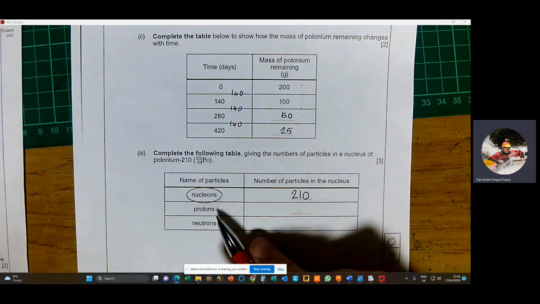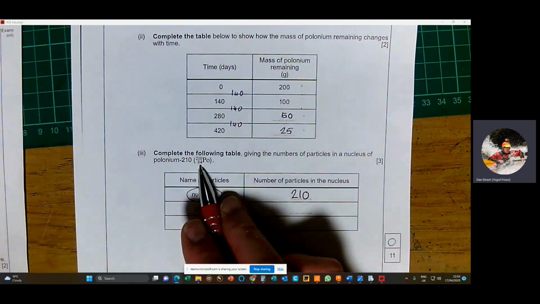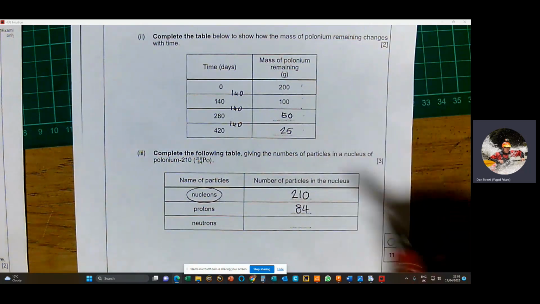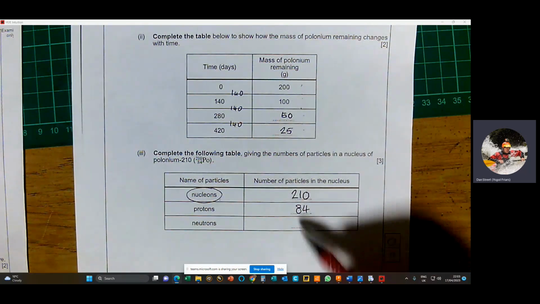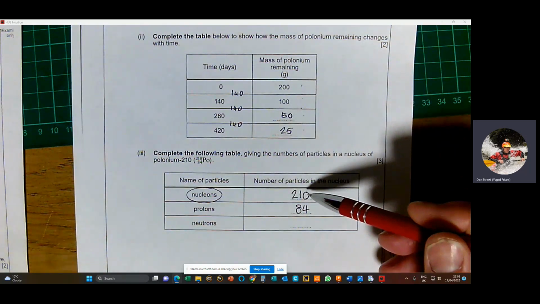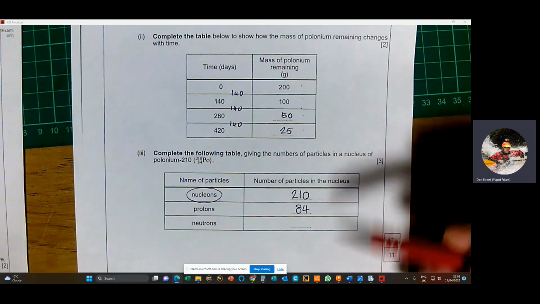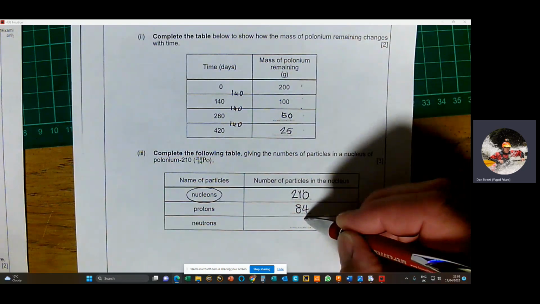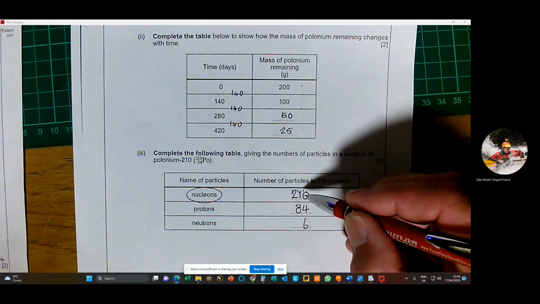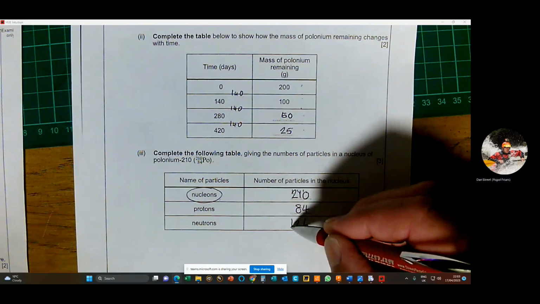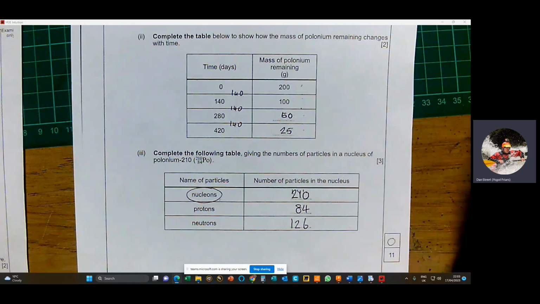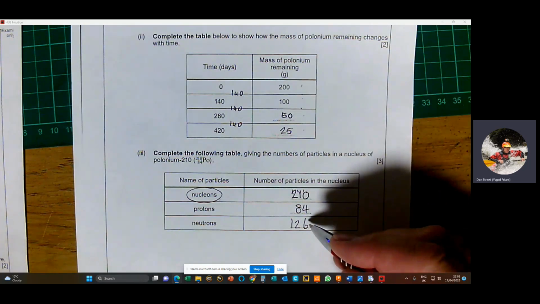Okay, the number of protons is the atomic number, also known as the proton number. So that's 84. And then the number of neutrons is the takeaway. It's the number of nucleons take away the number of protons. So we'll do a quick takeaway. That's 126. So 210 take away 84 is 126. So that's the number of neutrons.